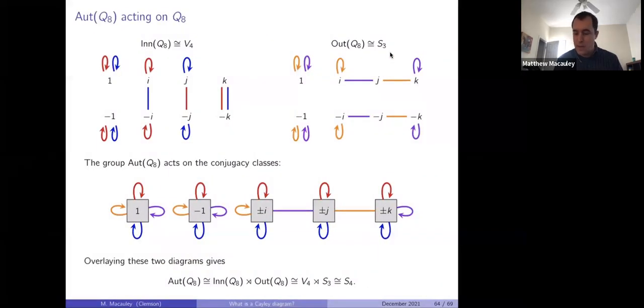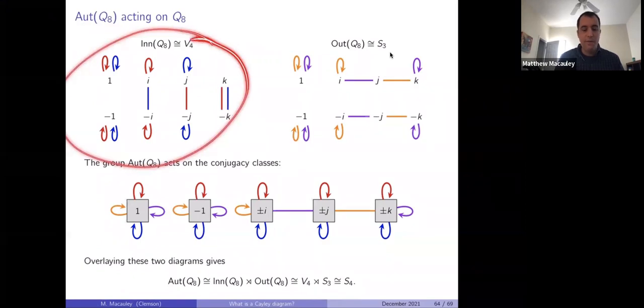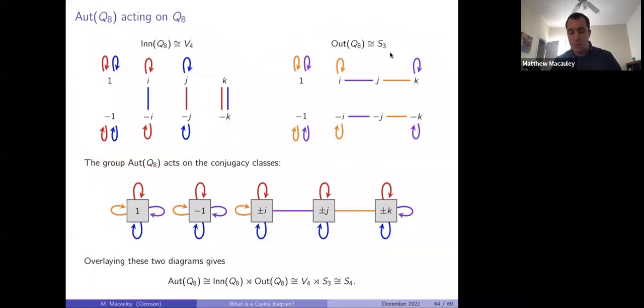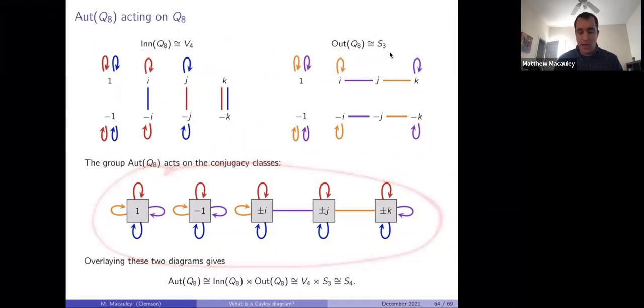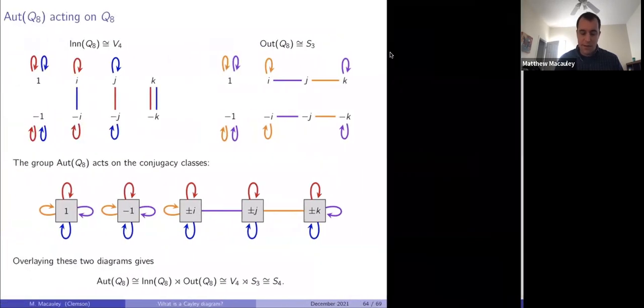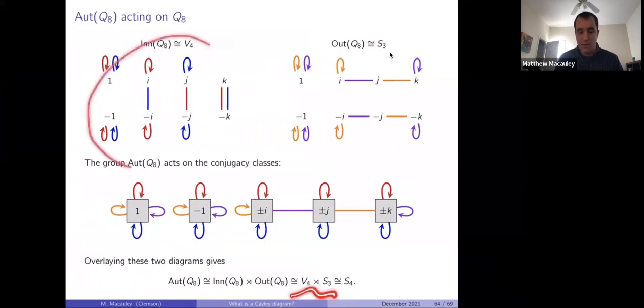Okay, so here's, I think, my last example involving automorphisms. Here are the inner automorphisms of quaternions on itself. Here are the outer automorphisms. You can overlay them to get the full group. You can collapse by the conjugacy classes to get the action of this on the conjugacy classes. And this ends up being a semidirect product of these.